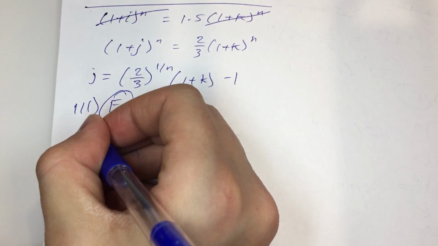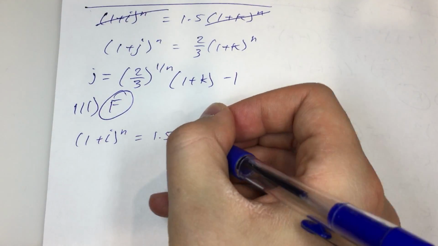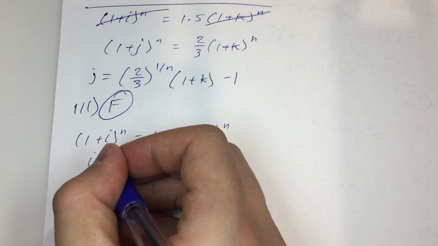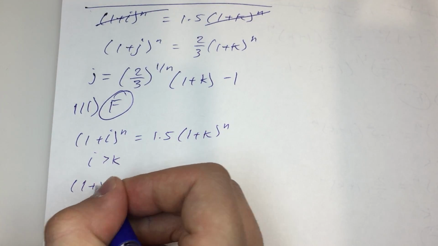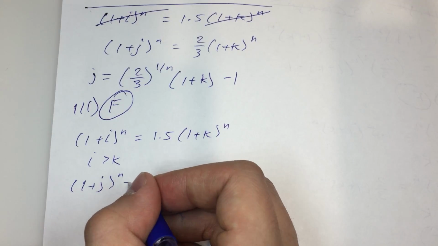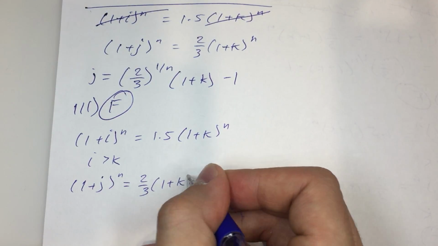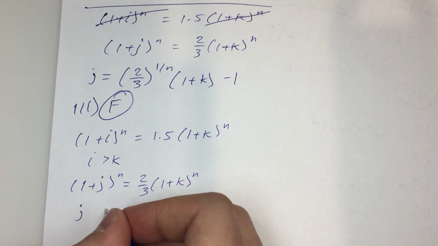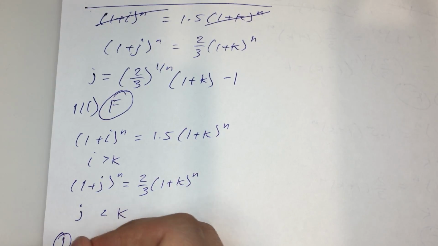Next up, as previously discussed, we know that (1 plus I) to the power of n equals 1.5 times Fund B after n years. Well, this essentially tells us that I is greater than k. We also know that (1 plus j) after n years will equal 2/3 Fund B after n years. This tells us that j is actually smaller than k, therefore proving identity number 1 to be true.